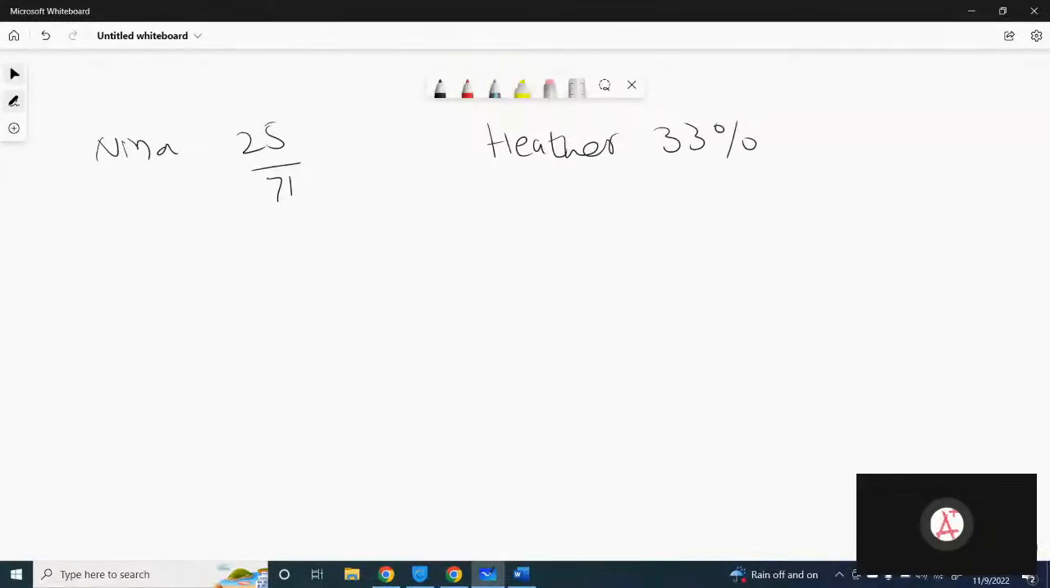Okay, just divide 25 by 71. 25 divided by 7, it would be 0.35. So just multiply 0.35 by 100 to convert it into the percentage. It would be 35%. Got it?